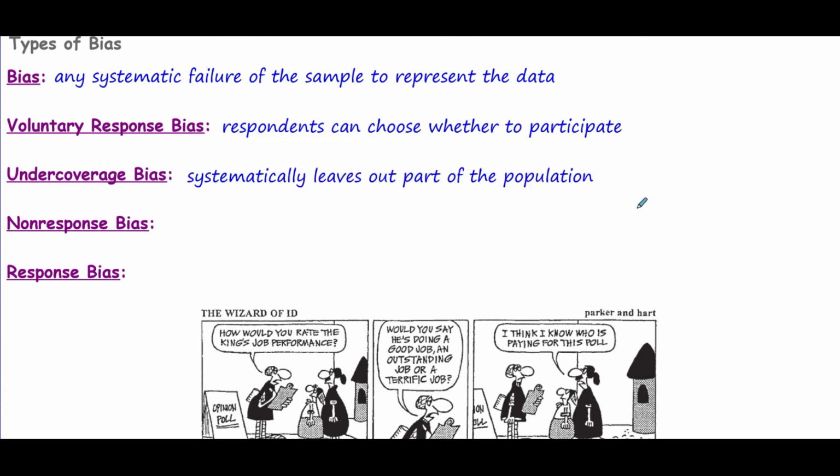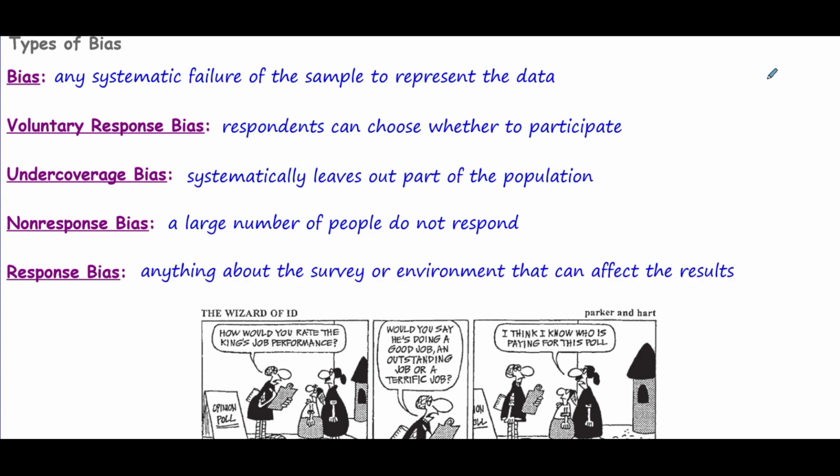Undercoverage bias is when we systematically leave out part of the population. If we're trying to get a sample of students from the school building, but we choose not to survey any freshmen, then we have systematically left them out of our sample. And so we have left out part of our population. Nonresponse bias is when a large number of people do not respond. So nonresponse bias is sort of connected to voluntary response bias a lot of the time. If you can choose whether or not to participate, then if a lot of people choose not to participate, you have created nonresponse bias.